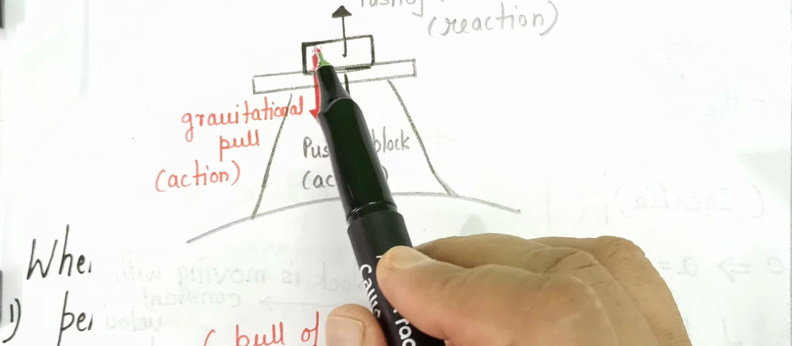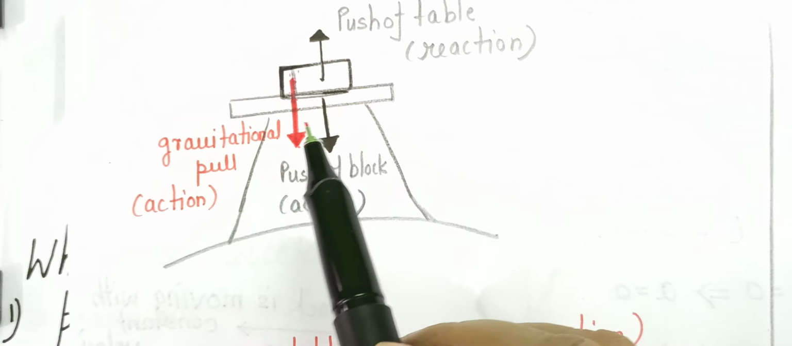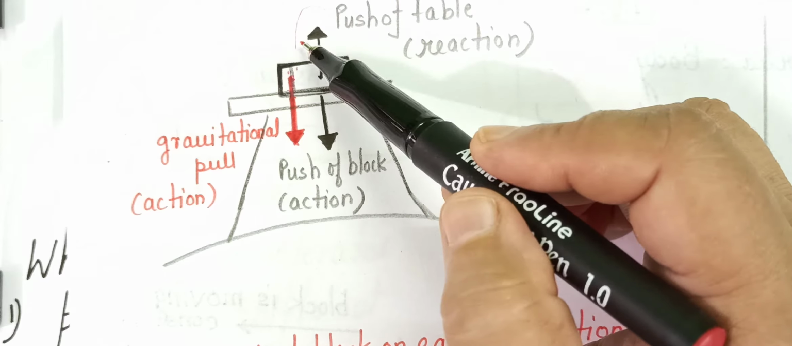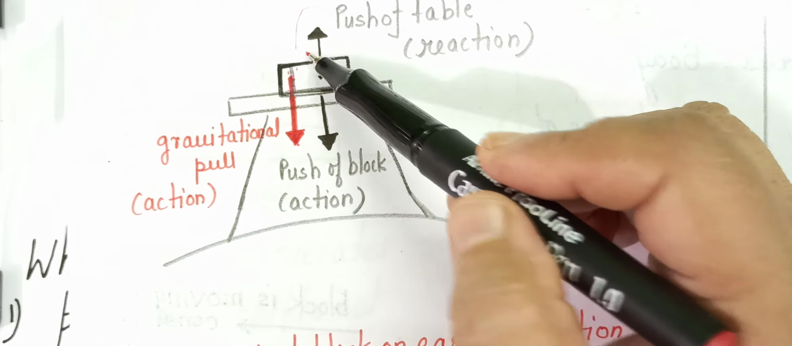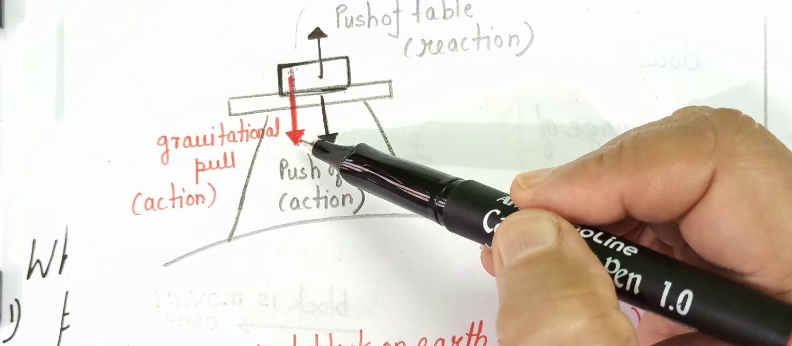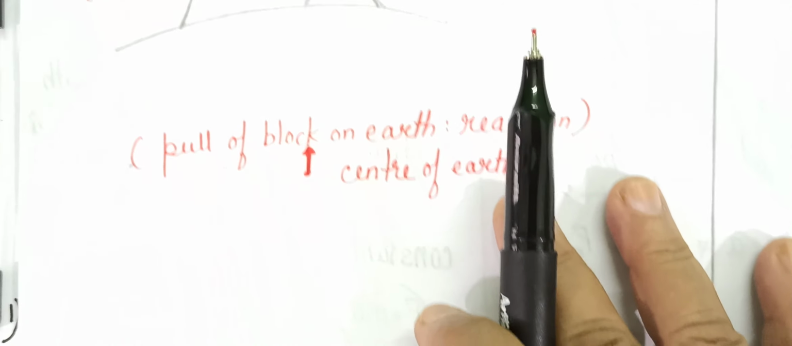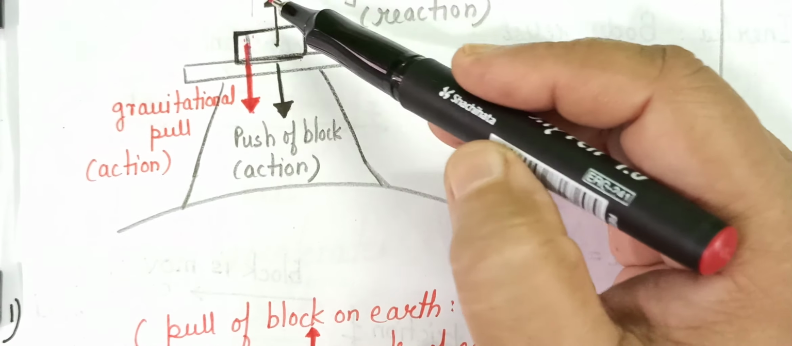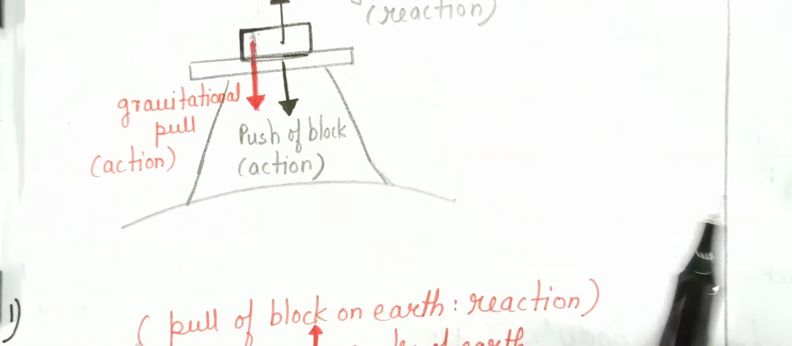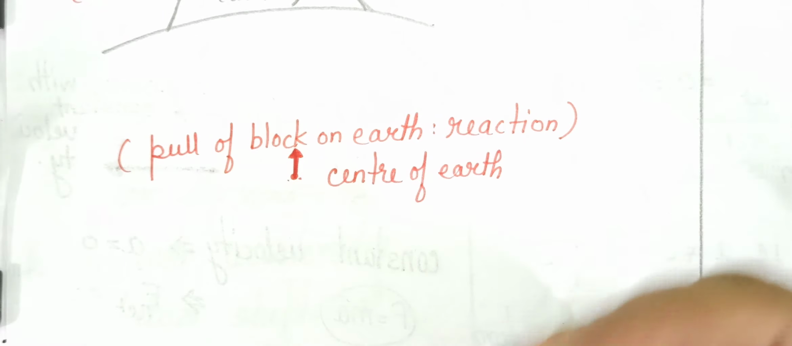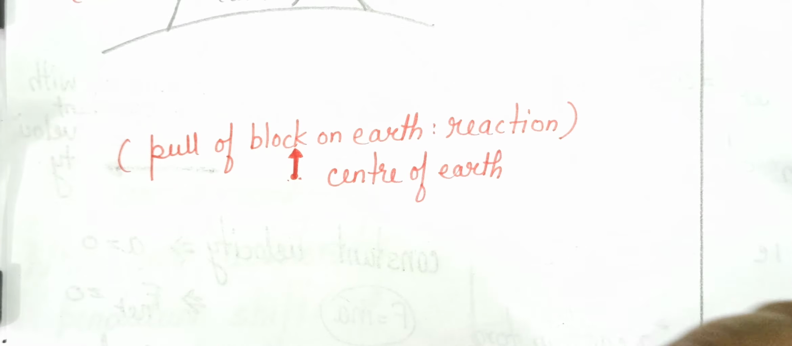So where is the reaction? In some books, even the reaction is this one, the force exerted by the table on the block. No, earth is pulling the block down, so the block will pull the earth up. So the action is on the block and reaction is on the earth, because here the two parties which are interacting are block and earth.